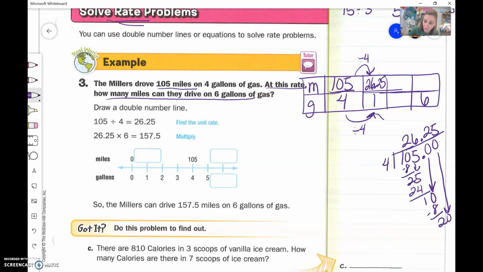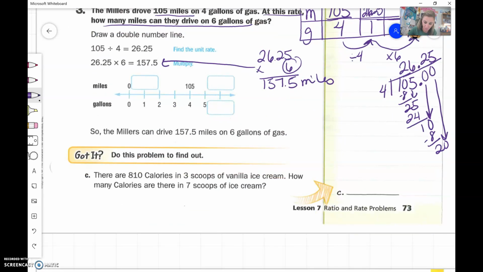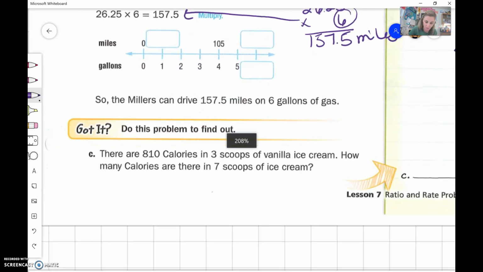So now that I know that, how can I get from 1 to 6? I can multiply by 6, which means I need to take that 26.25 and multiply that by 6, which they have done right there for us in this example. So I know that I can go 157.5 miles on 6 gallons of gas. Okay? All right, let's practice this one right here.